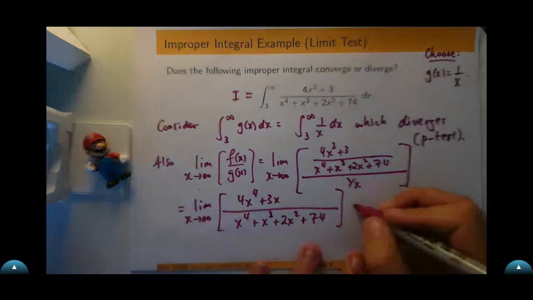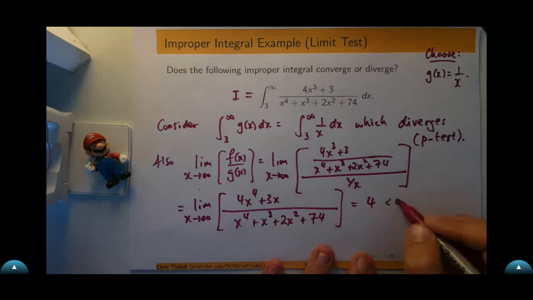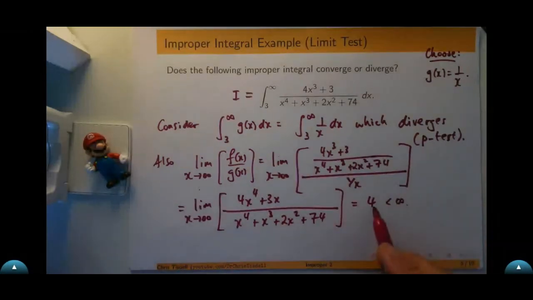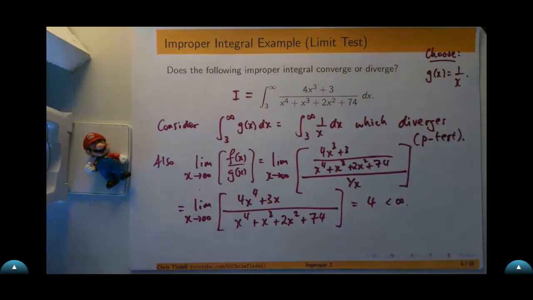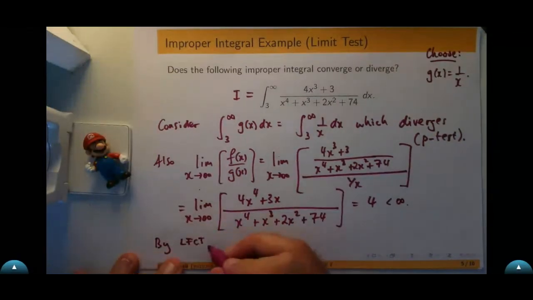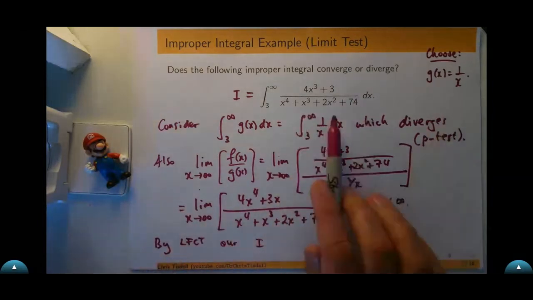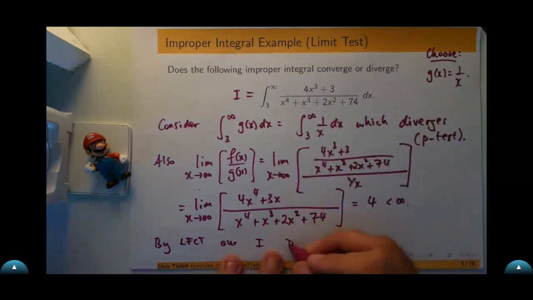Joyce is right, okay? So this equals 4, because the dominant terms, x to the power 4, you can divide and you'll get 4. Now, this is a finite number, of course, and we know this diverges. This is a finite number, so applying the limit form of the comparison test. Now, well, does it converge or diverge? Our new integral diverges, and therefore the original integral must also diverge.